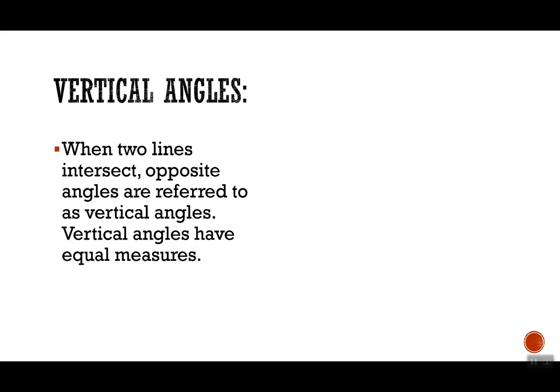One more type of angle, called a vertical angle, happens when two lines intersect, and the opposite angles are going to be called vertical, and those vertical angles are going to be equal. So let's look at what that looks like.